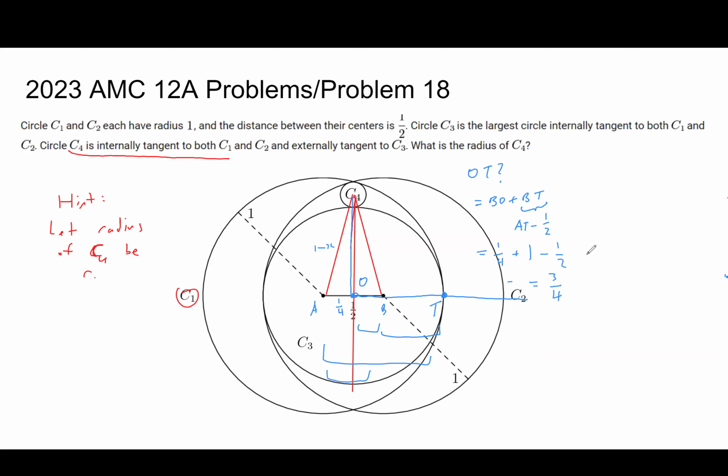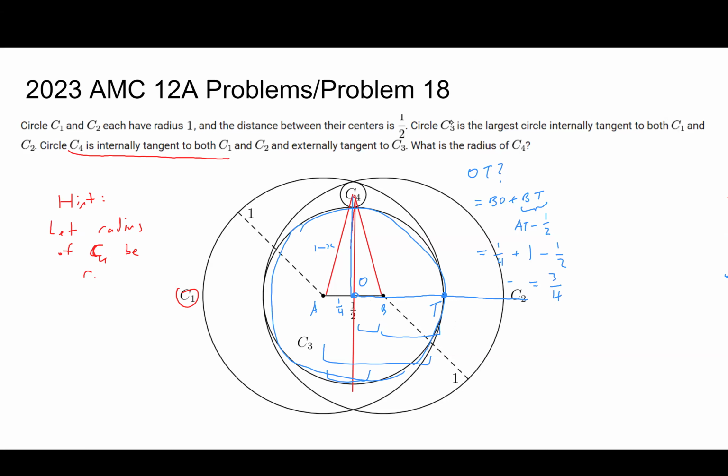Now, 3/4 is the radius of C what? I think it's C3. So the small circle here. So if that's the radius of, Josie said something. Yeah, that's true. It will be 3/4 plus x.